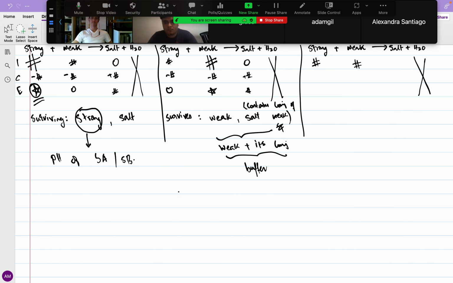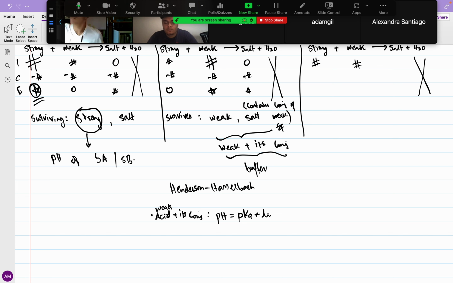And for buffers, you use the Henderson-Hasselbalch equation. It's very simple. It's plug and chug. And there are two variations to this. If you have a weak acid plus its conjugate, then you use this guy: pH equals pKa plus log of, and I like to write it like this, concentration of the conjugate divided by concentration of the acid.